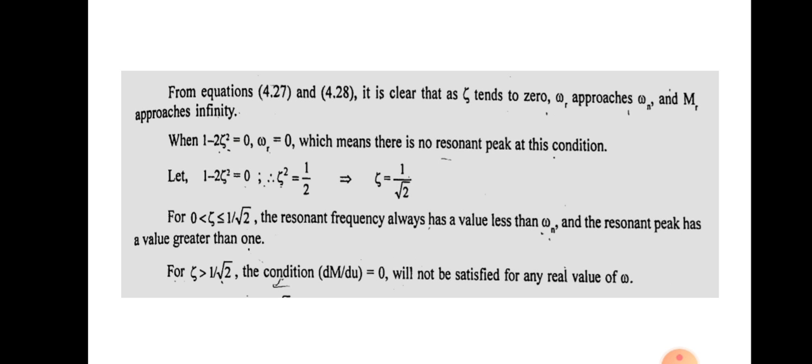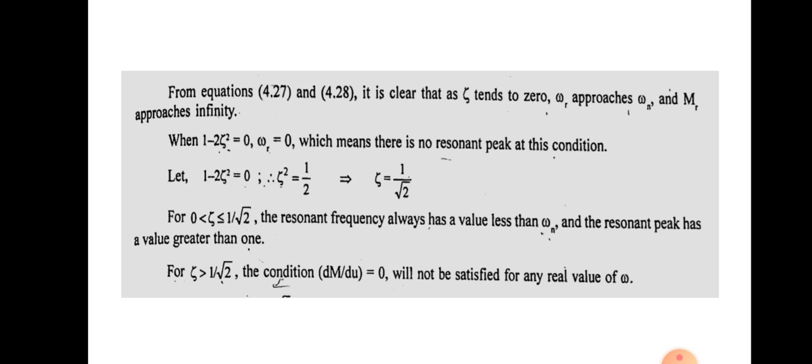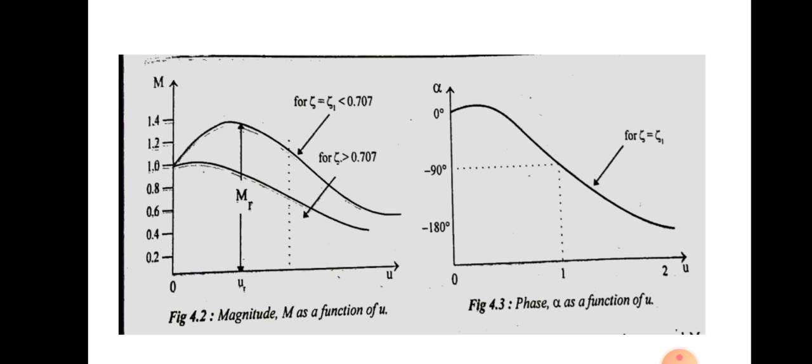Next is epsilon greater than 1 by root 2. Here, when we take epsilon greater than 1 by root 2, the condition dM by du equal to 0 will not be satisfied for any real value of omega. That is, for epsilon greater than 1 by root 2, the magnitude M decreases monotonically from M equal to 1 at u equal to 0 with increasing u. See here, this is the previous curve and this is the curve relating M and u. In M and u, for epsilon greater than 1 by root 2, the curve is monotonically decreasing.